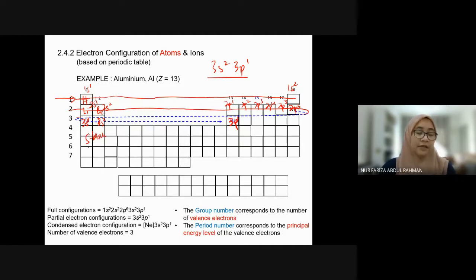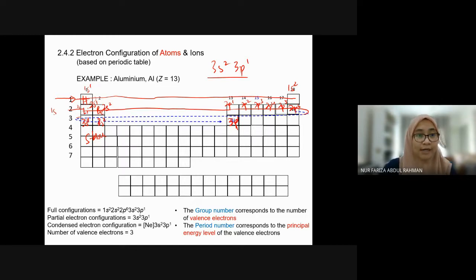If it's from the S block, that means its electron configuration should end with an S sublevel. Okay, S orbital. For example, lithium. Lithium, we have 3, right? The Z, the atomic number for lithium, is 3. So how do we write the electron configuration for lithium?